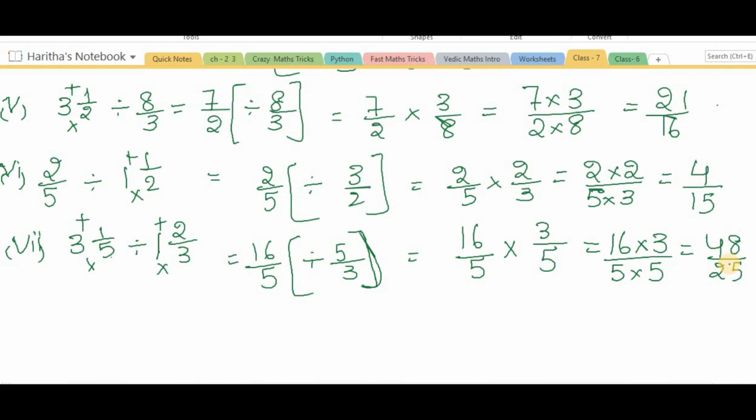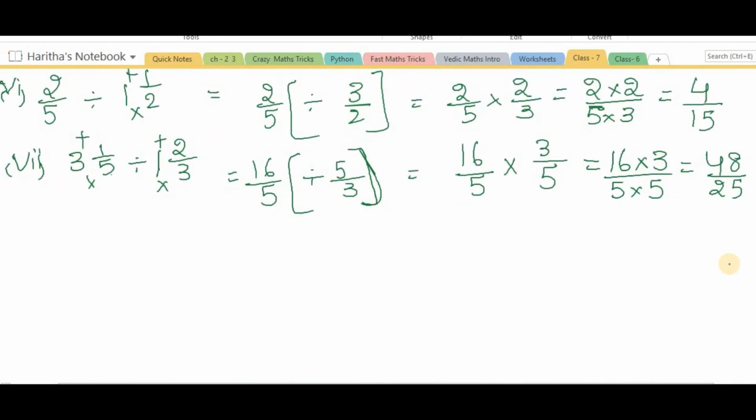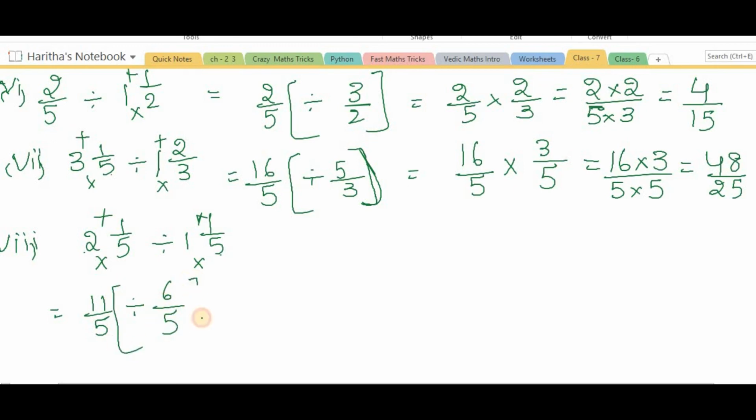That's it. Now we'll move on to the 8th question, which is the last question of exercise 2.4. That is 2 1/5 divided by 1/5. As we all know, we have to convert mixed fractions into improper fractions. 2 5s are 10 plus 1, 11/5 divided by 1 5 is 5 plus 1, 6/5. So we find the reciprocal: 11/5 into the reciprocal of 6/5, which is 5/6.